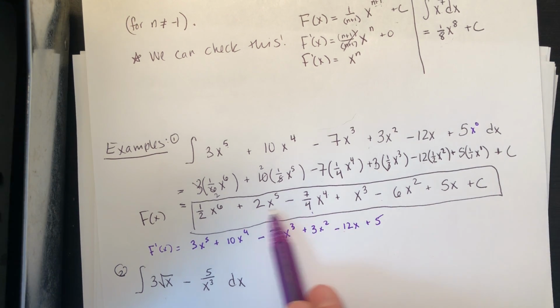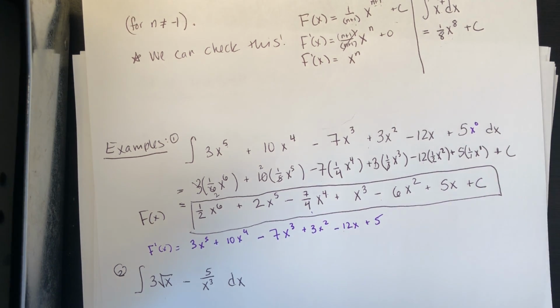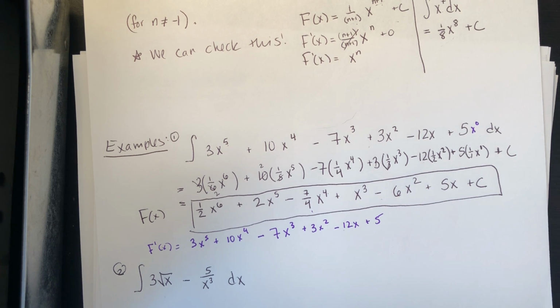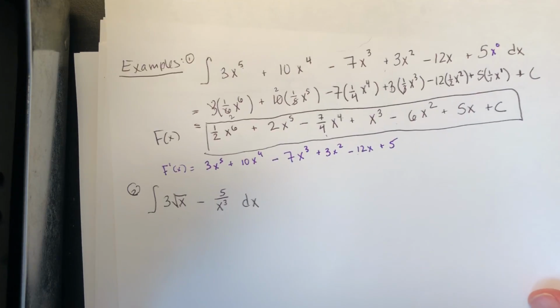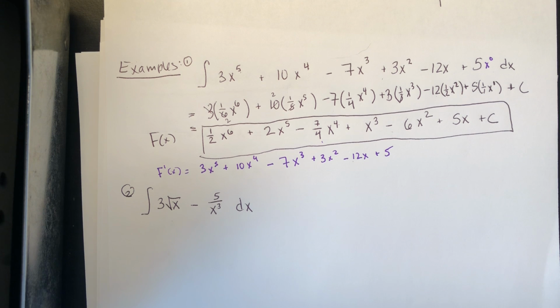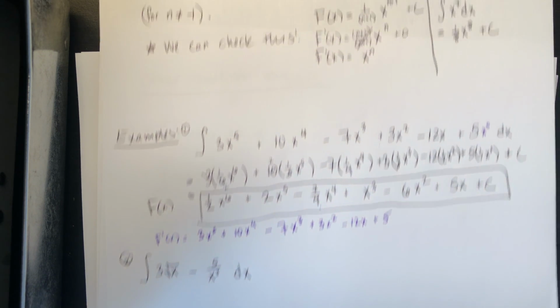Okay, but this is what we're looking for. This antiderivative right here that I've boxed off, that's what we were looking for. Now number 2, we want to take the antiderivative of 3 times the square root of x minus 5 over x cubed. Now we're still going to use this power rule, and I probably should have said this before.